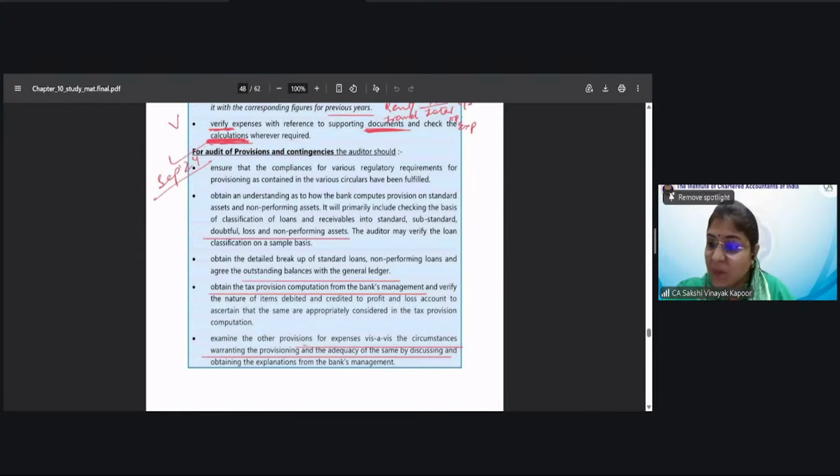Okay. Anyone else, any other doubt in the provisions that we have done or any other doubt in the chapter as a whole? Students, have you understood or not? Please ask me your doubts. I'm not getting replies from the students.